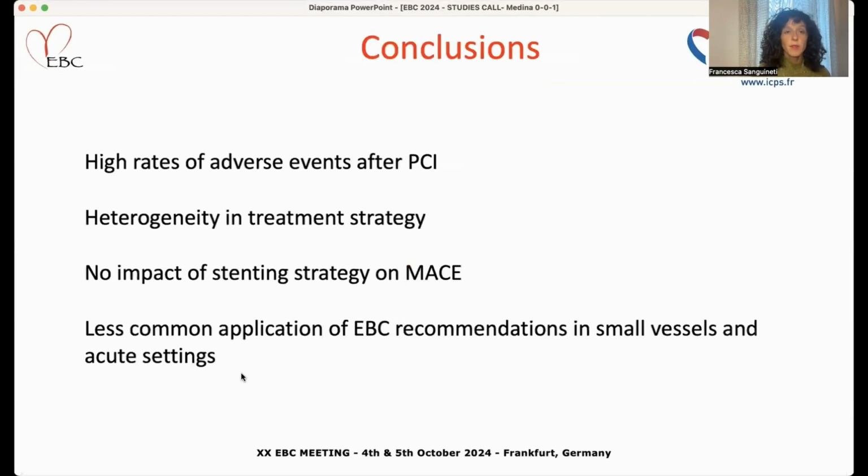So in conclusion, this kind of bifurcation presents high rates of adverse events after PCI. There is a heterogeneity in treatment strategy more than for other bifurcations, but it seems that there is no clinical impact of this stenting strategy on MACE. There is a less common application of EBC recommendation when the artery and the bifurcation, and in particular the side branch, is smaller and in acute setting. Thank you for your attention.